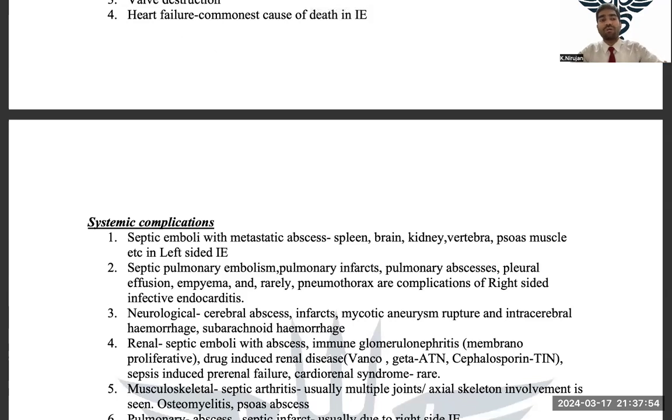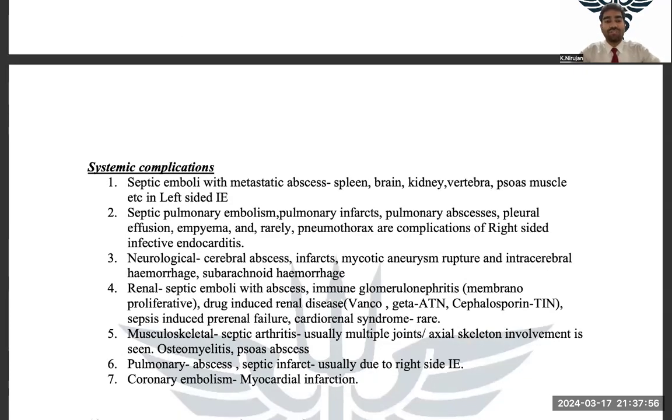And these were all local complications, but there are systemic complications as well. As I told you, septic emboli with metastatic abscesses. You get multiple splenic abscesses, brain abscesses, abscesses in the kidney, vertebral osteomyelitis, psoas sepsis, especially with left-sided endocarditis, because left-sided endocarditis will give rise to systemic emboli. Right-sided would give rise to septic pulmonary emboli.